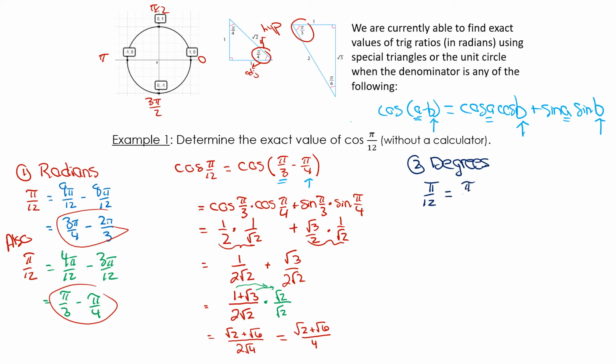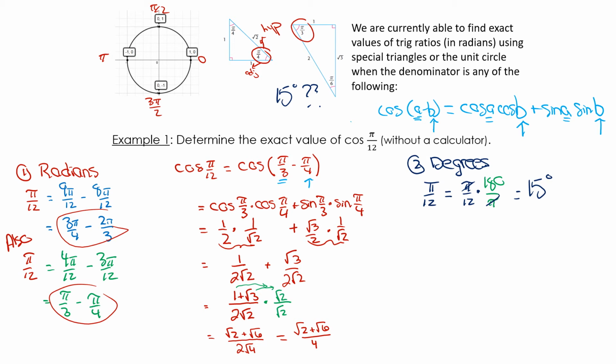Remember? Well, you take your pi over 12 and you multiply it by 1. And this time our 1 is going to be 180 over pi. That gives us pi over 12. These cancel out. 180 over 12 reduces to 15 degrees. Okay, pi over 12 is 15 degrees. So now, do I have a 15-degree triangle up here? No, I didn't have a pi over 12 triangle, so of course I'm not going to have a 15-degree triangle either.